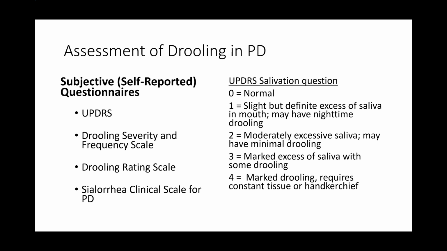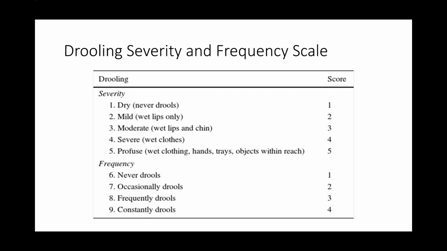There have been some other scales developed just to look at drooling, including the Drooling Severity and Frequency Scale, the Drooling Rating Scale, and the Salivation Clinical Scale for Parkinson's. One doesn't seem to be better than any others, and so you'll find all of them used in the research on drooling and Parkinson's. This is just one example of one of the other scales. This is the Drooling Severity and Frequency Scale, and it's divided into severity and frequency. So people are asked to rate the severity of their drool and also the frequency of their drool, and their score is calculated, and that is followed over time.